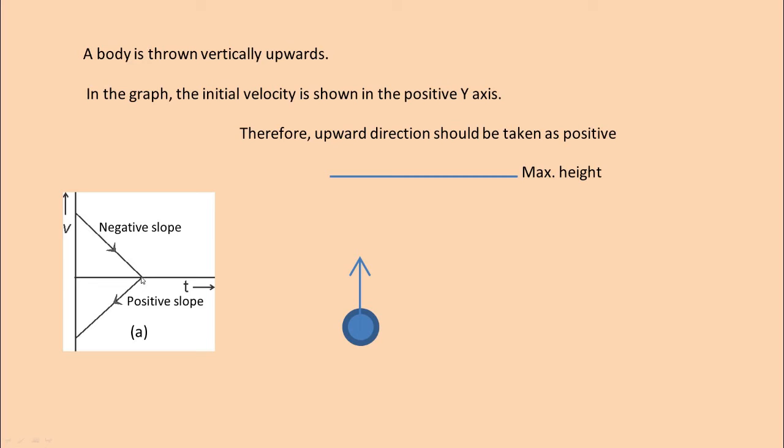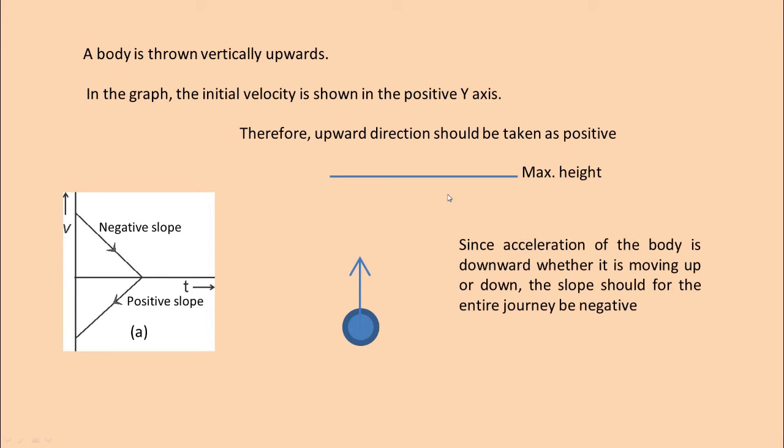Then here is the maximum height location, because velocity has become 0. After that, you see the graph turns this way. Since the acceleration of the body is downward, whether it is moving up or down, the slope should be negative for the entire journey. That's one thing. So this part is okay, but this part is not okay because it has positive slope, right?